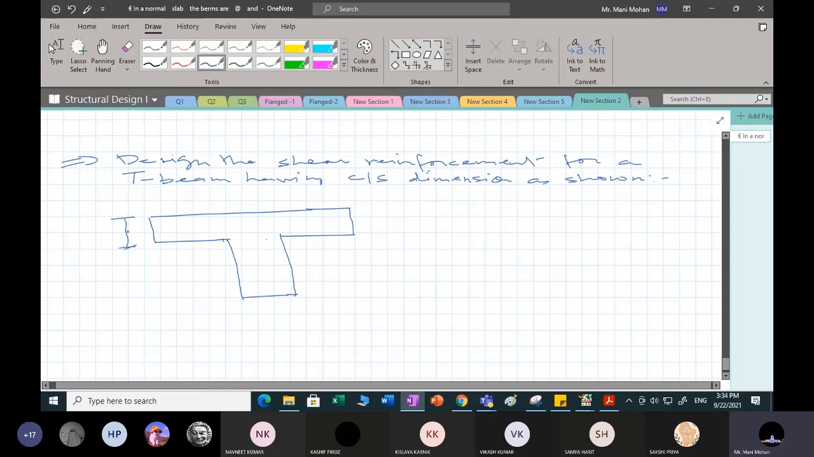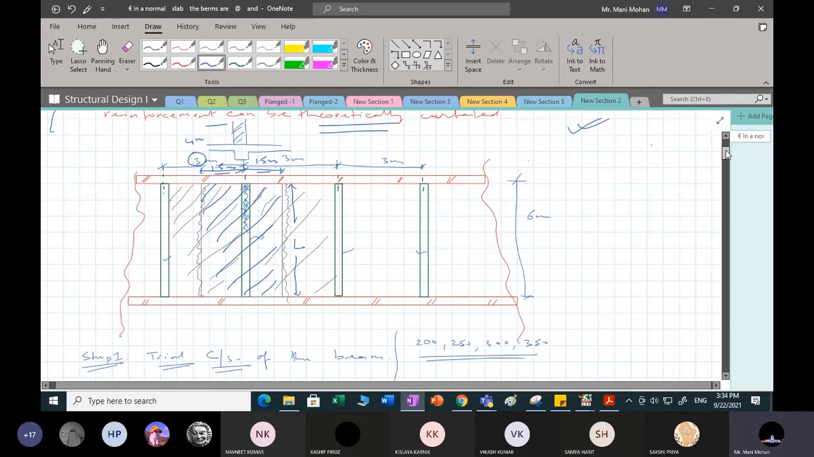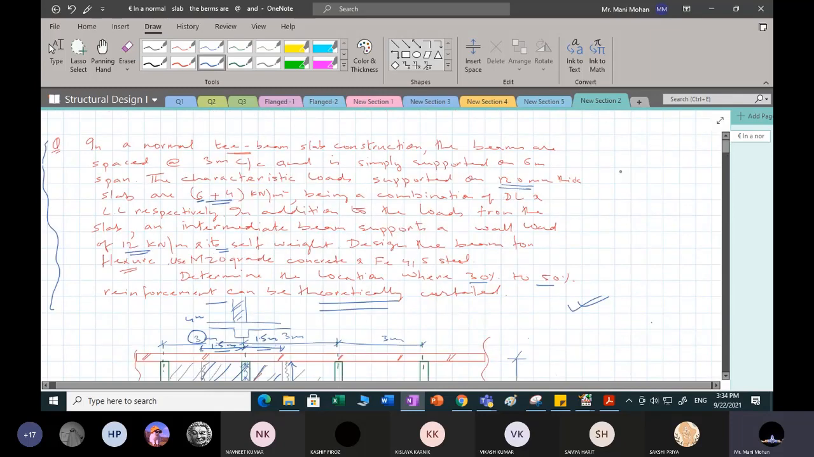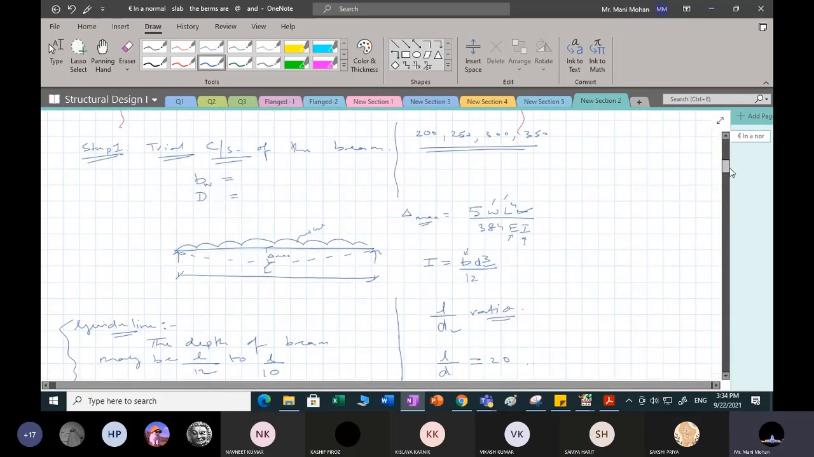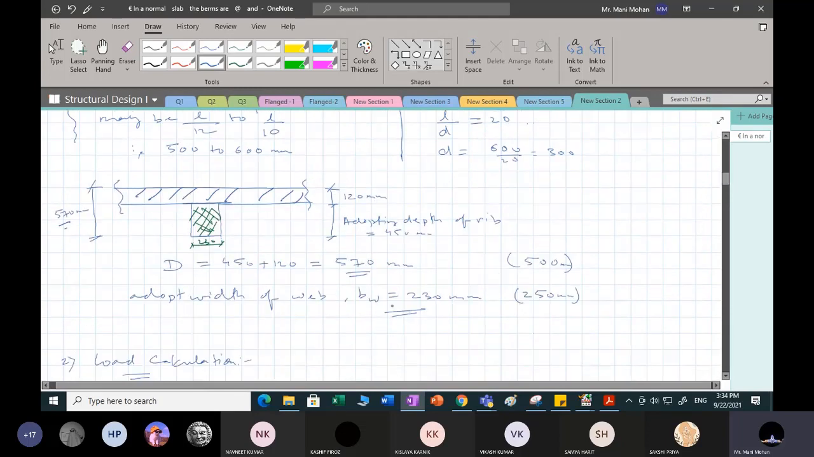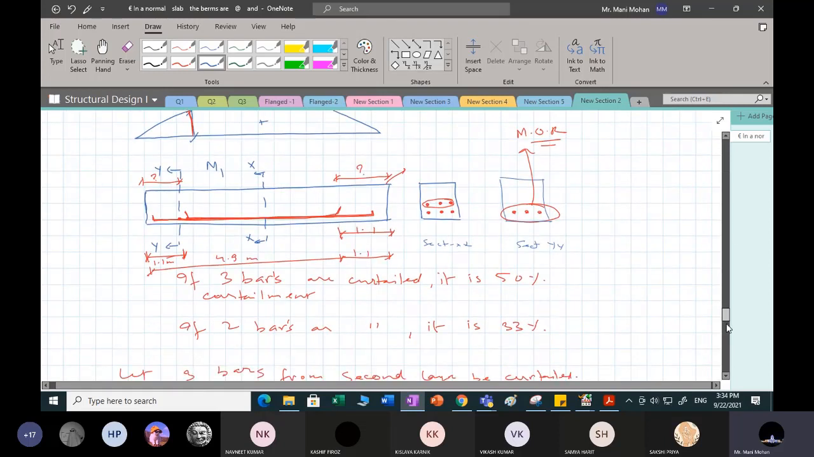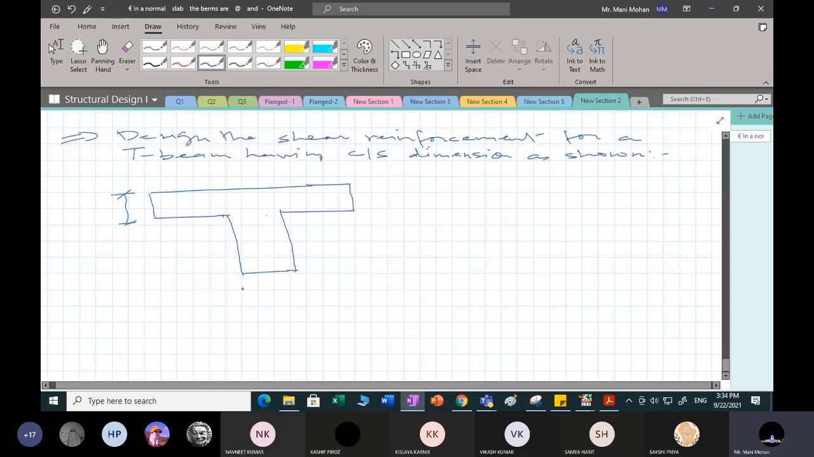The thickness of the slab was how much? It was 120 mm. The thickness of the slab was 120 mm, and we were providing the overall depth as 570 mm, and the width of web adopted was 230 mm. So it will look like this. This dimension is 230 millimeter.